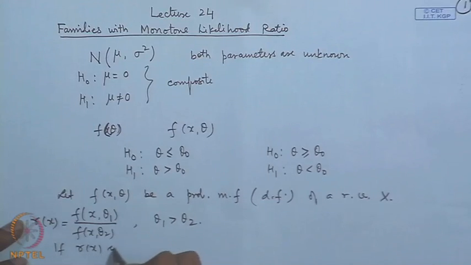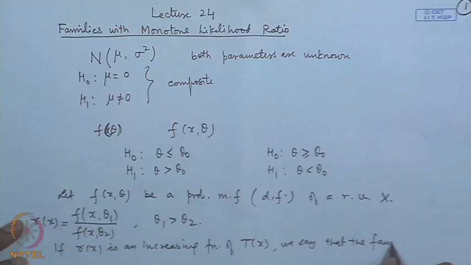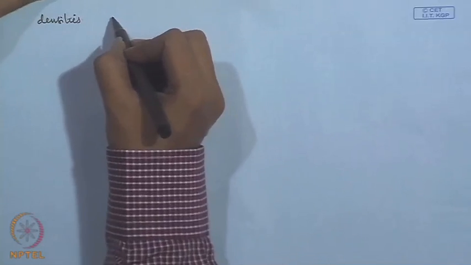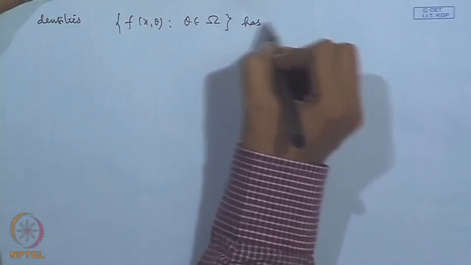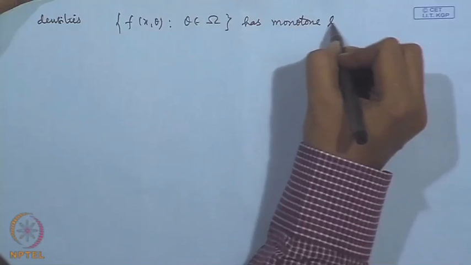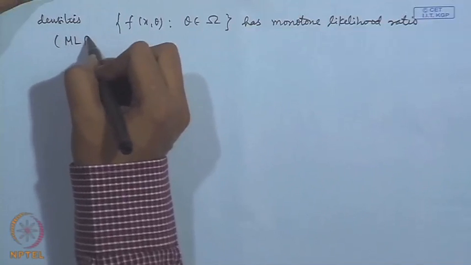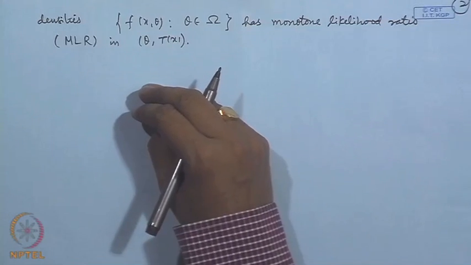If R x is an increasing function of some variable say T x, then we say that the family of densities, the word densities means it includes the probability mass functions, so that is f x theta, theta belonging to the parameter space, has monotone likelihood ratio, that we call MLR in theta T x. Let me give an example here.